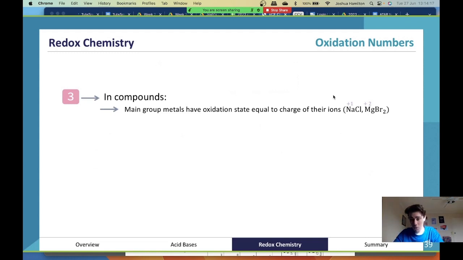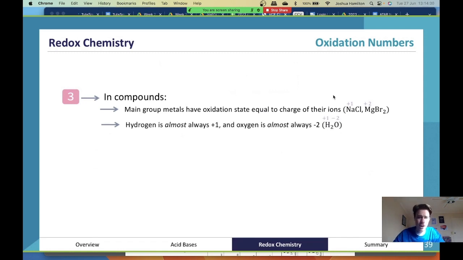We have magnesium bromide. Bromide is -1. Magnesium is +2. So we're going to have +2 for our magnesium, and bromide is going to be -1. So even though overall this thing doesn't have a charge, we're thinking about it, there's 2 ions in there. Hydrogen is almost always +1, and oxygen is almost always -2.